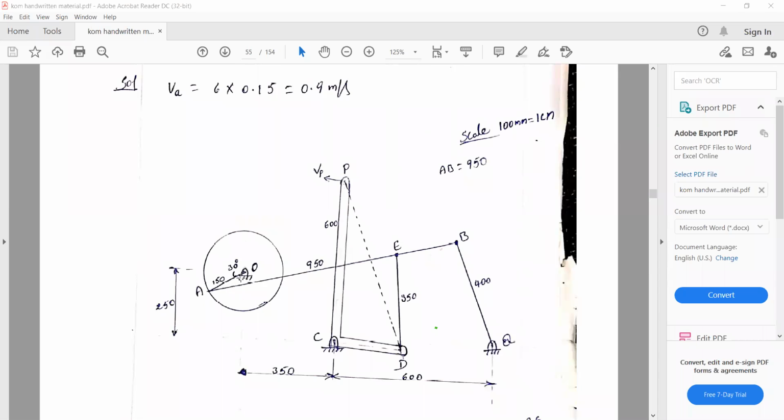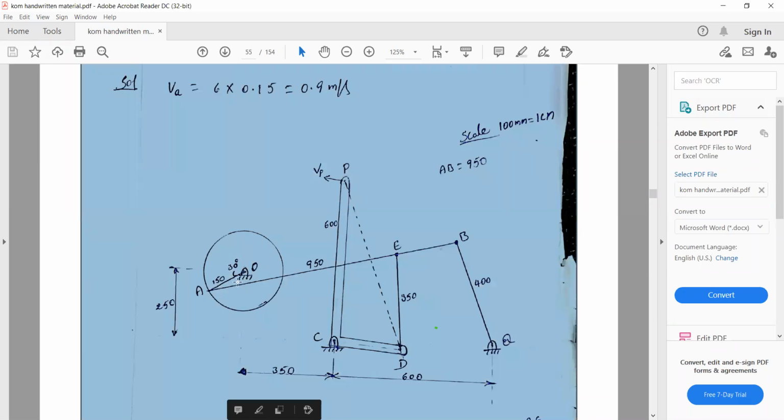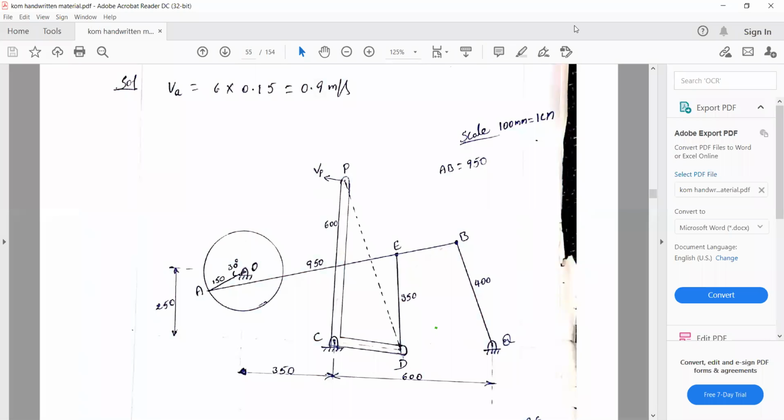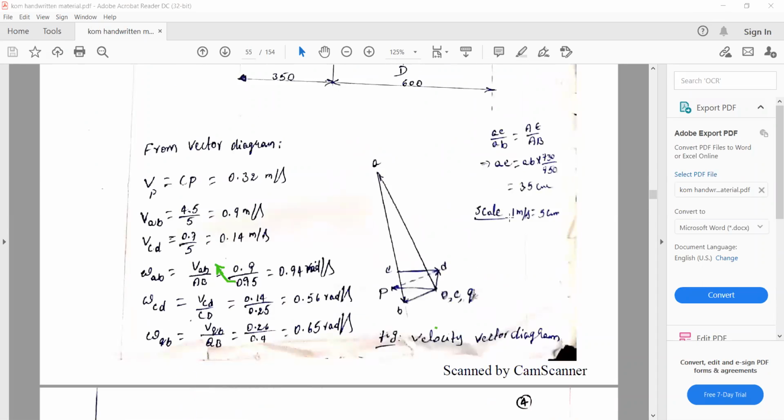Just observe that the OA link is rotating clockwise, which means the OA link is going upward. The value is 0.9 meter per second. Before drawing this diagram, set up the scale. That is also required.